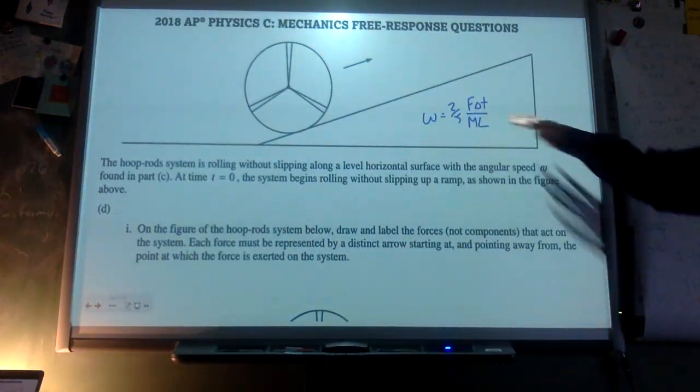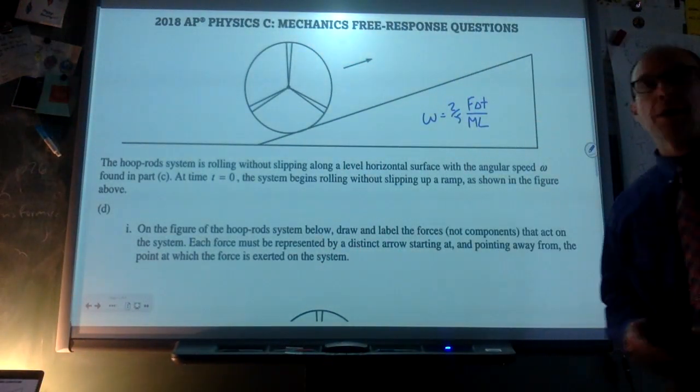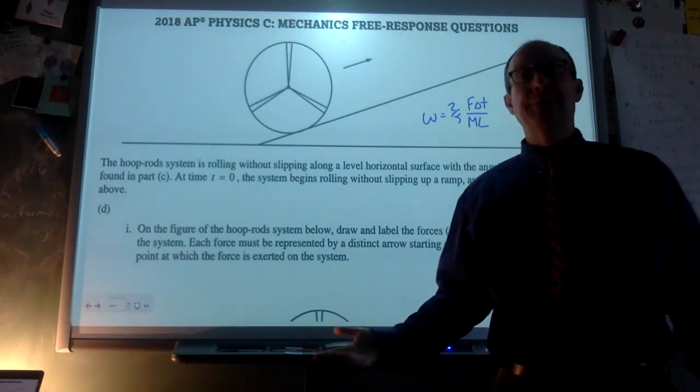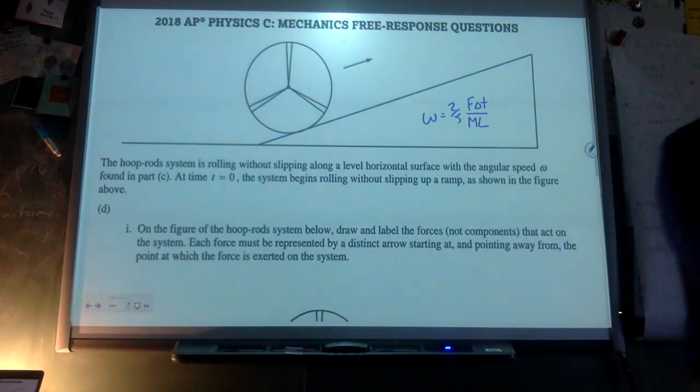And again, if you're doing variables, you want to make sure that you are being case sensitive. So if they have a capital M for mass, then you want it to be a capital M.